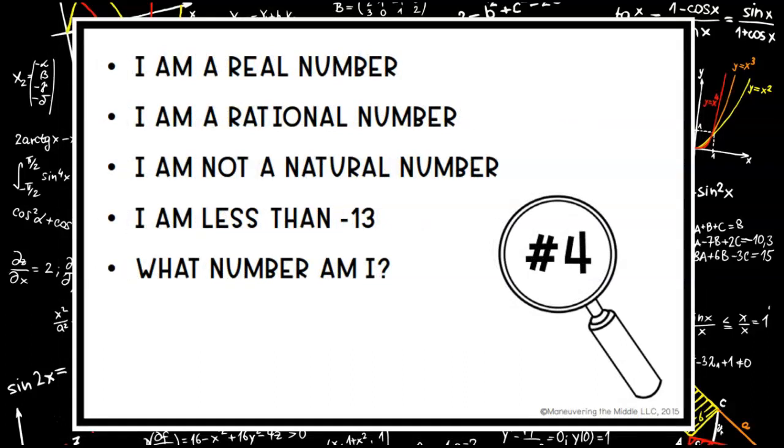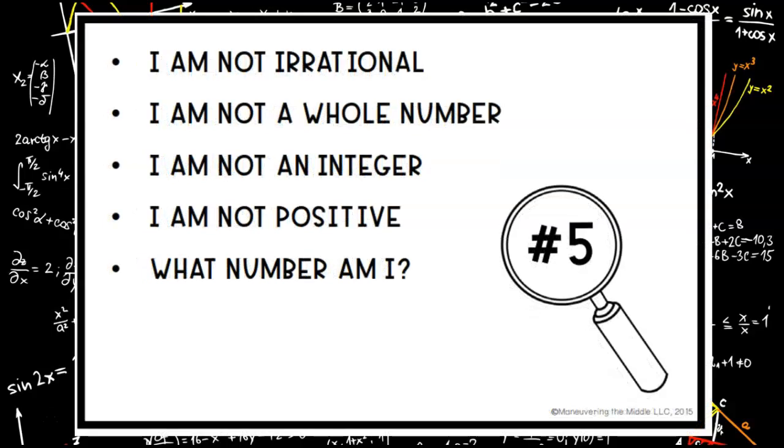Number 4, I am a real number. I am a rational number. I am not a natural number. I am less than negative 13. What number am I? Number 5, I am not irrational. I am not a whole number. I am not an integer. I am not positive. What number am I?